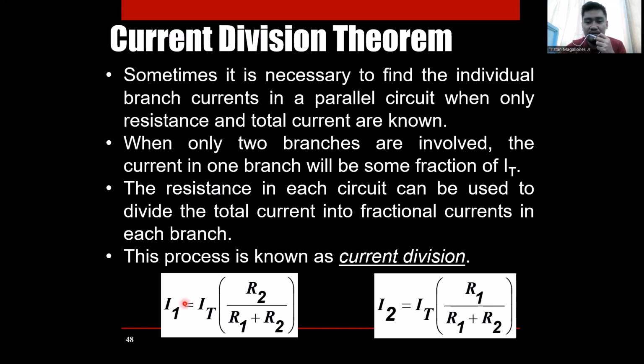So, we can represent it with these equations. I1 is equal to IT multiplied by R2 over R1 plus R2. And I2 is equal to IT multiplied by R1 over R1 plus R2. So, as you can see, it is reversed, no? So, if I2 is being solved, R1 is in the numerator. If I1, R2 is in the numerator. But again, take note, these equations are true for just two branches in a parallel circuit.